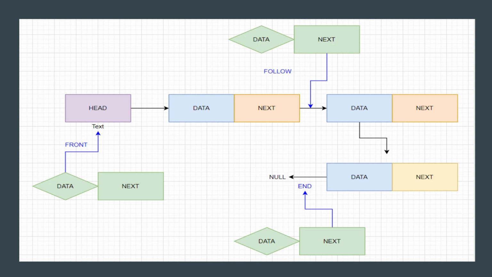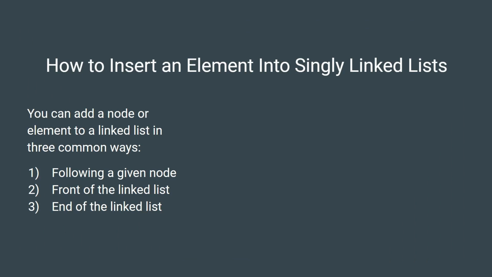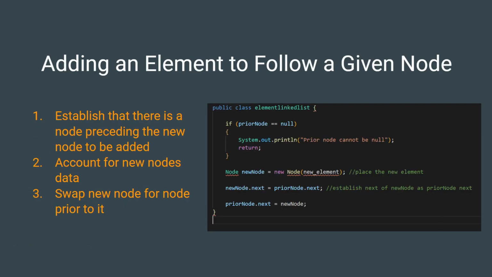And you have the commands. You can either add something to the front of the linked list. You can have something follow a data value or element within the linked list. Or you can add something to the end of the linked list. So those are your three options to interact and alter a linked list. How do you insert an element into a singly linked list? Well, like I just covered, you can add it as following a given node, front of the linked list, or end of the linked list.